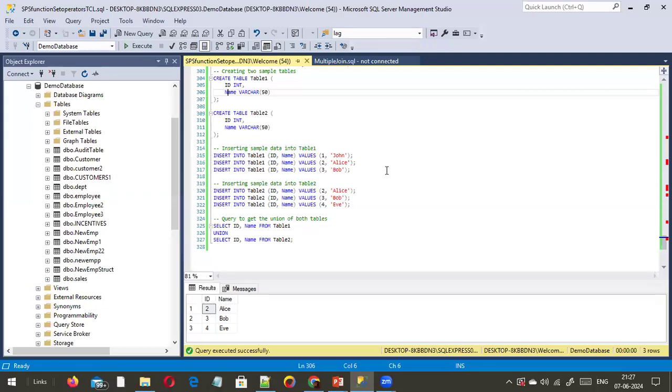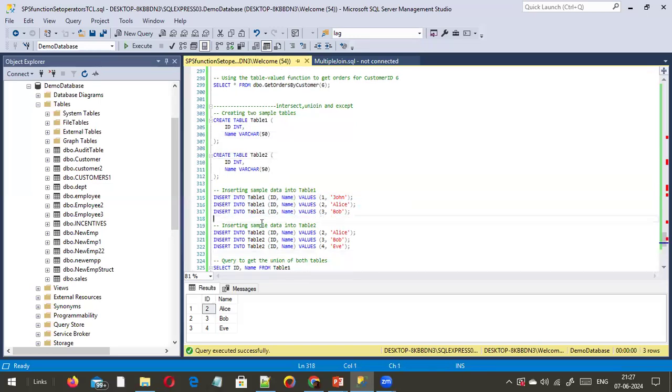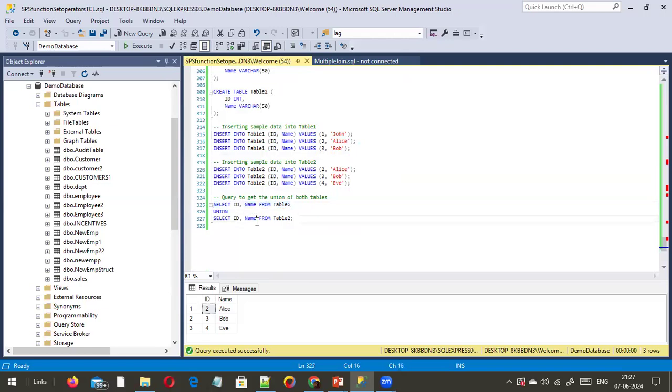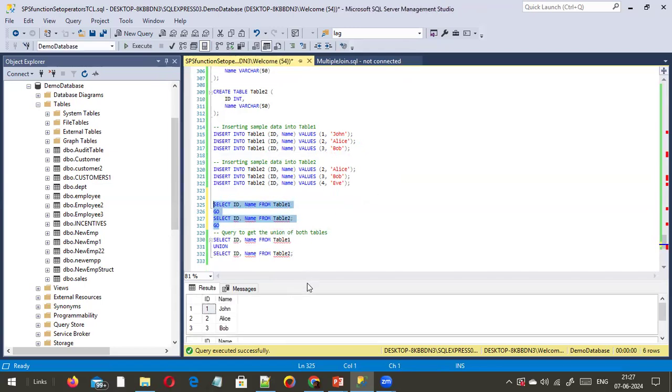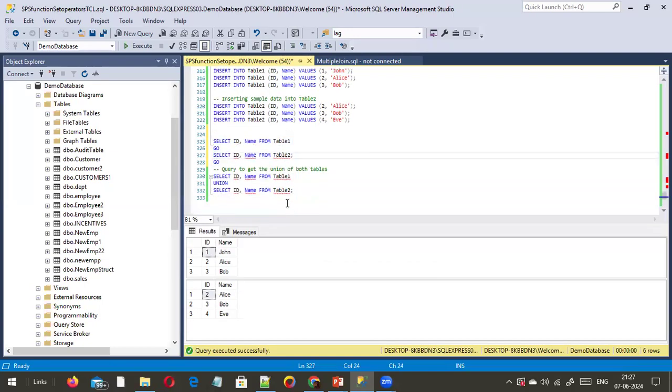both the sets' values. Okay, and in this case, we have two tables, table one and table two. Here I have inserted these records, and let us query these two tables and see what is there. If I do A union B, which means table 1 and table 2, if I use union, what will happen? It will combine both the tables' data together.